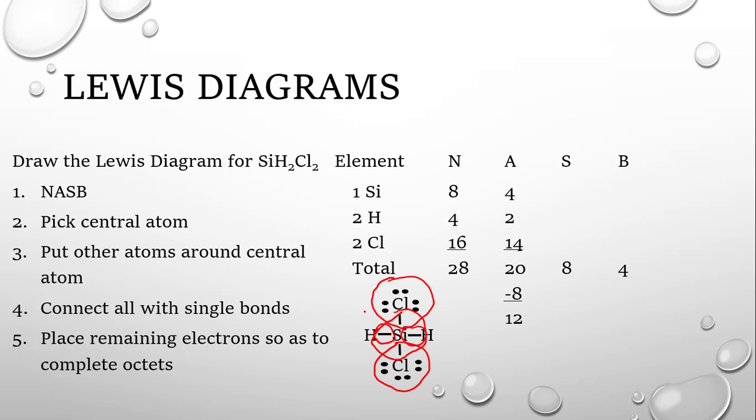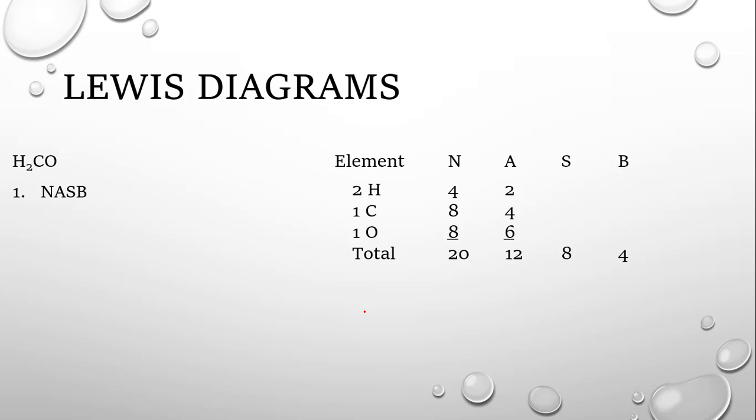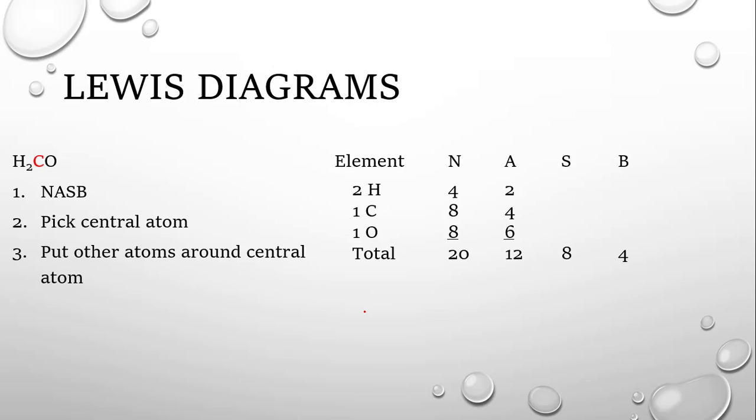The octet rule is met. This is the valid structure. Now we want to draw the Lewis diagram for this structure. We want to follow the same rules. So we start with the NASB table, and there it is completed. Pick a central atom. If carbon is present, it's going to be the carbon. Put the other atoms around the central atom, so now you get something that looks like this.